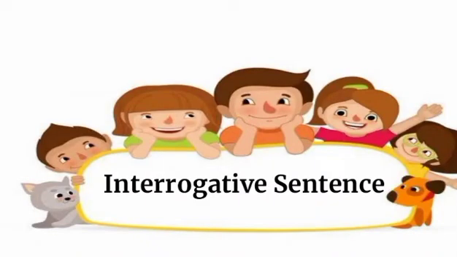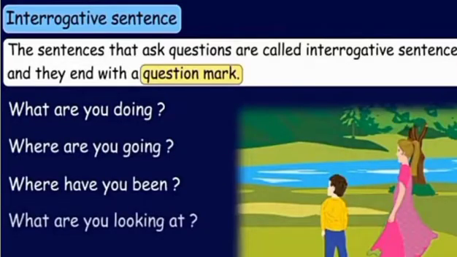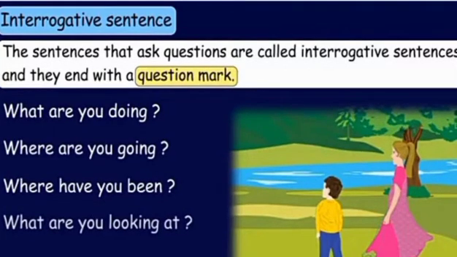Okay children, now let's see about interrogative sentence. The sentences that ask questions are called interrogative sentences, and they end with a question mark. For example, what are you doing? Where are you going? Where have you been? What are you looking at?